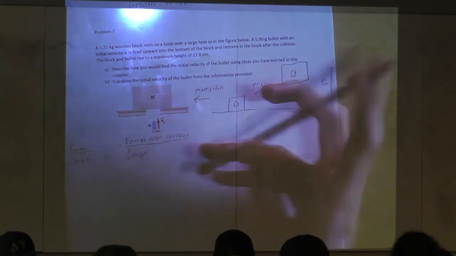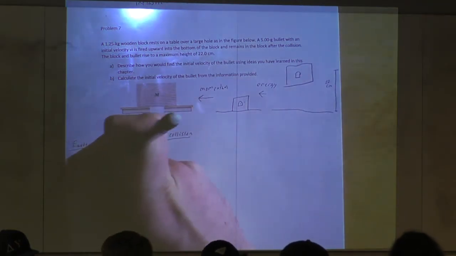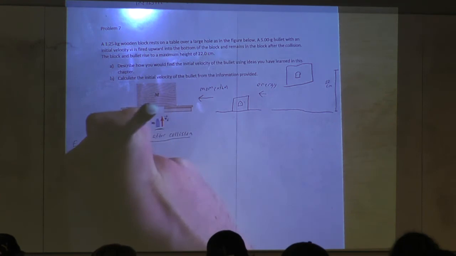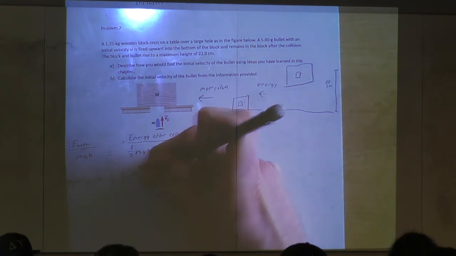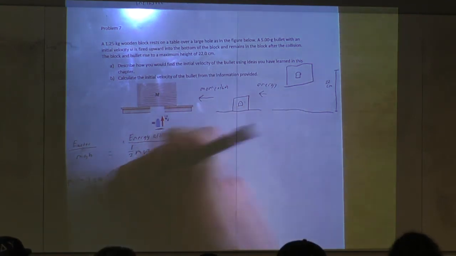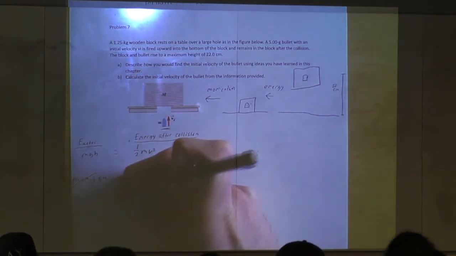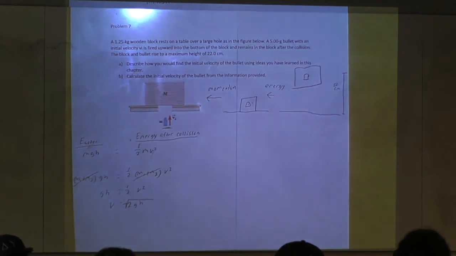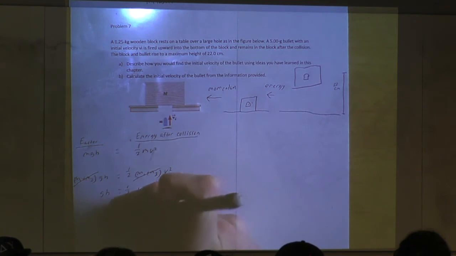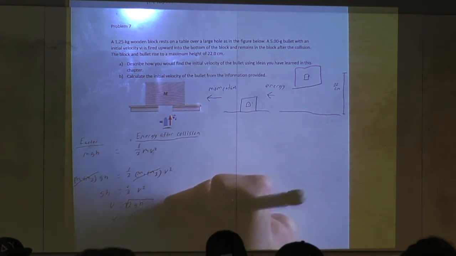So the mass here is the mass of the block plus the mass of the bullet, since they're combined at this point. Which then cancels out, so divide that out, divide that out. Once we have that, we can plug in 2 times 9.8 times 0.22.